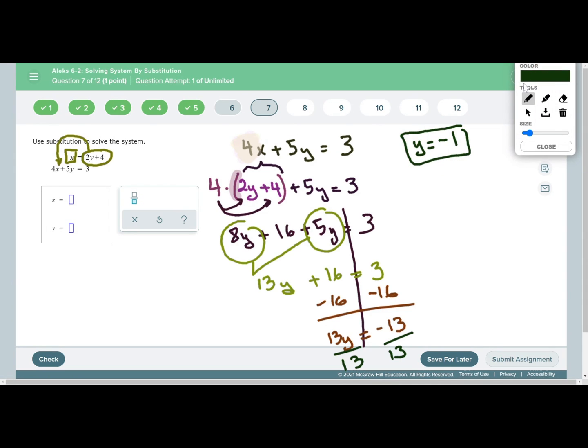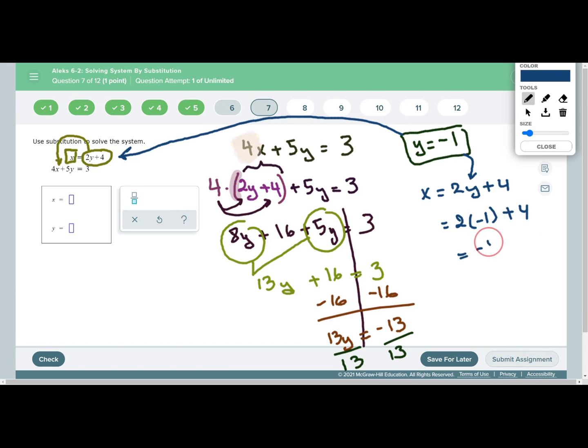Okay. Then we're going to take this and plug it into either the first or second equation. I will choose the first one because x is already by itself. X equal to 2y plus 4. And our y is negative 1. That would be 2 times negative 1 plus 4. That would be negative 2 plus 4, which is positive 2. So the answer is negative 1 and positive 2.